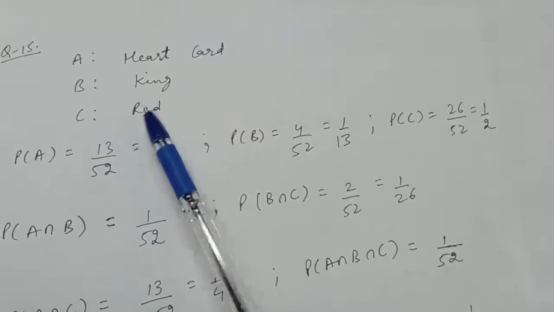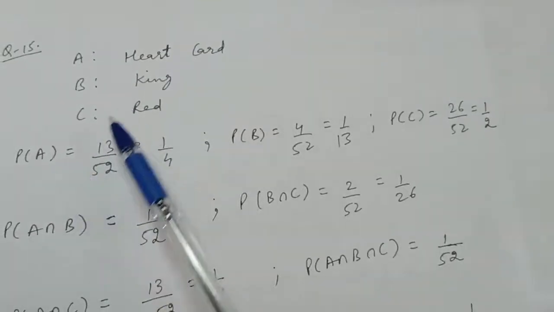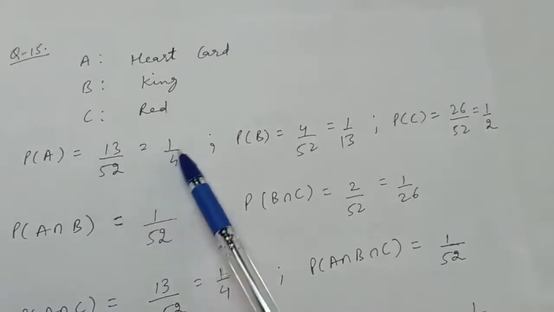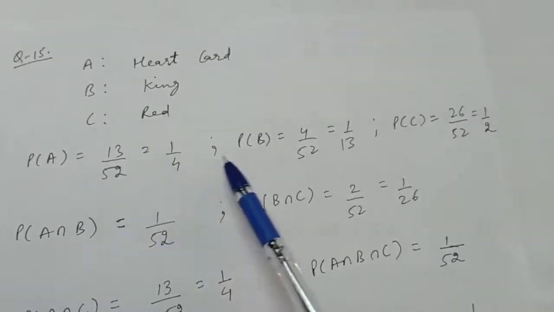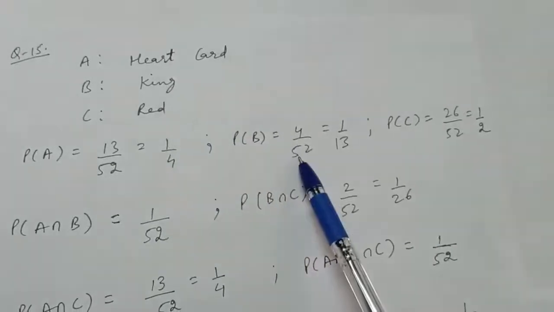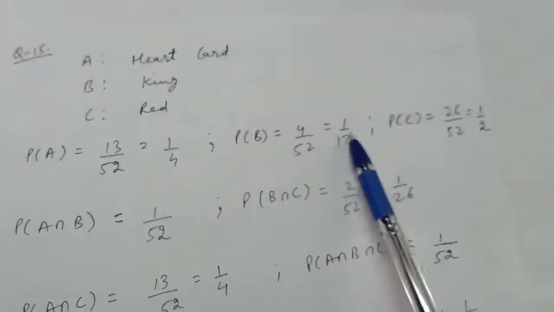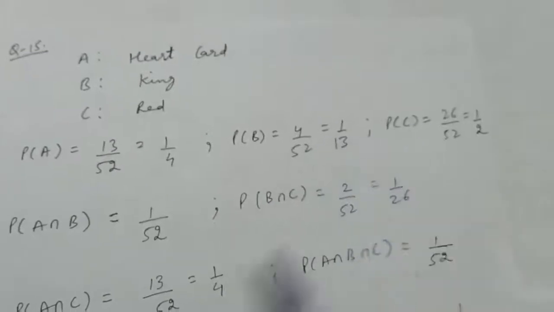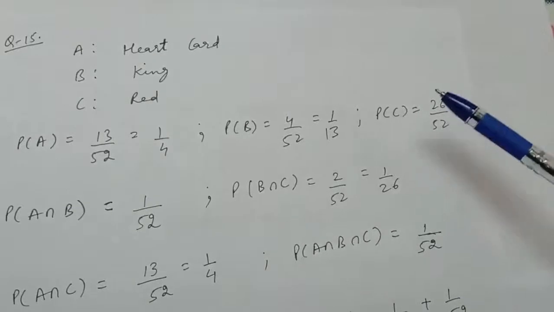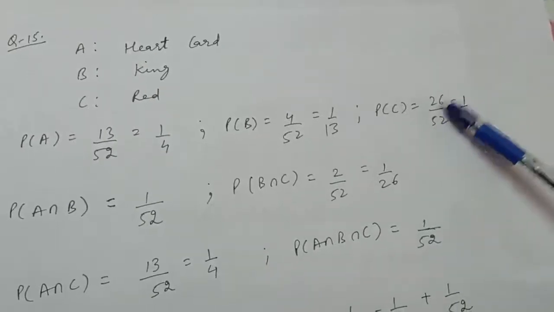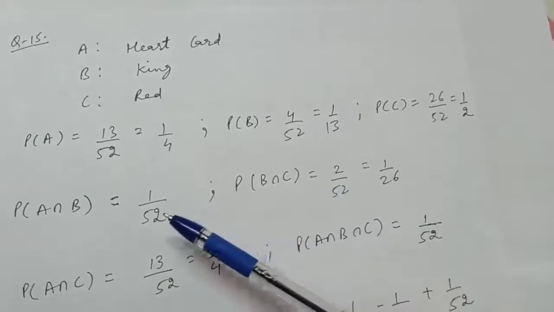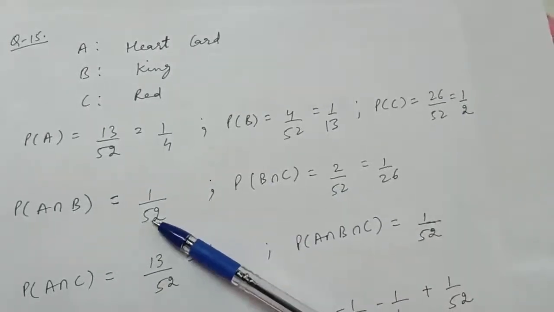Okay. So probability of A will be, as there are 13 heart cards out of 52, therefore probability of A will be 1/4. Probability of B, there are 4 kings out of 52, so probability of B is 4/52. Probability of C, now there are 26 red cards out of 52, so probability of C is 1/2.